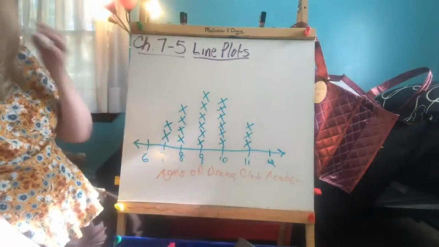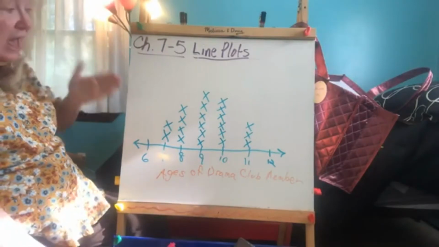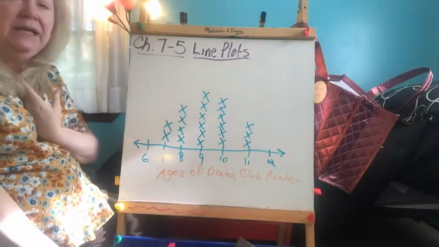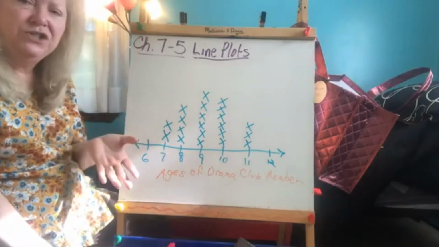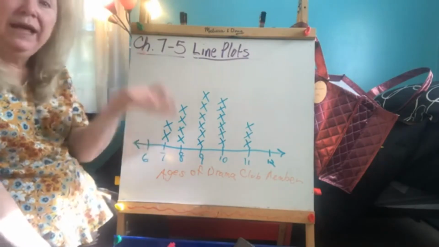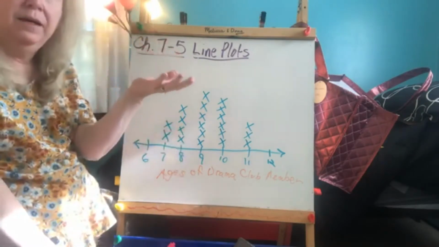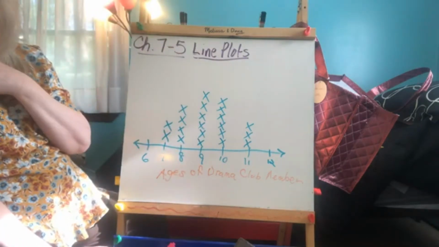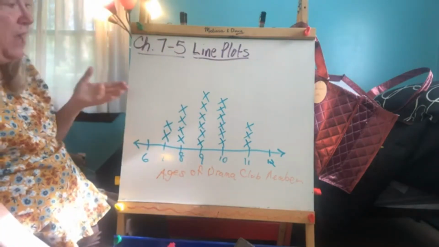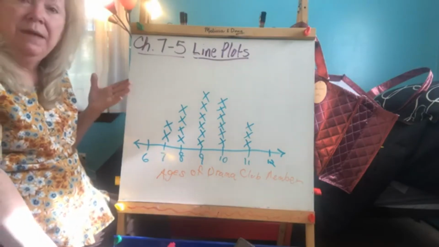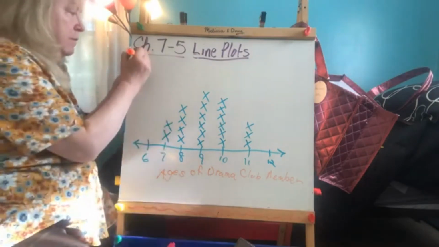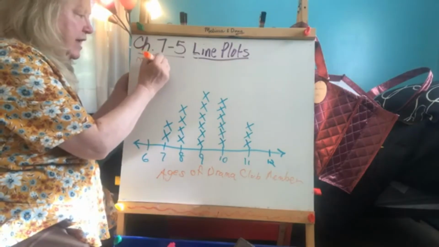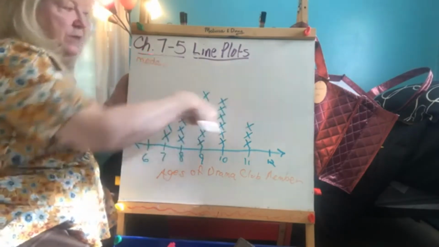I'm done. So once I have this line plot, now I can answer all those same questions that I used to answer when I had a bar graph and when I had a pictograph even. So I might say I can find the mode. Now remember what mode was. Mode is the answer that comes up the most times.